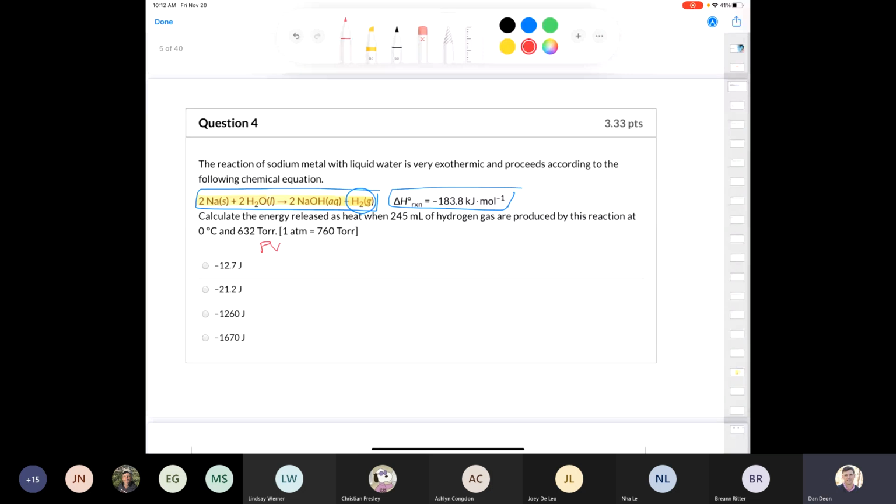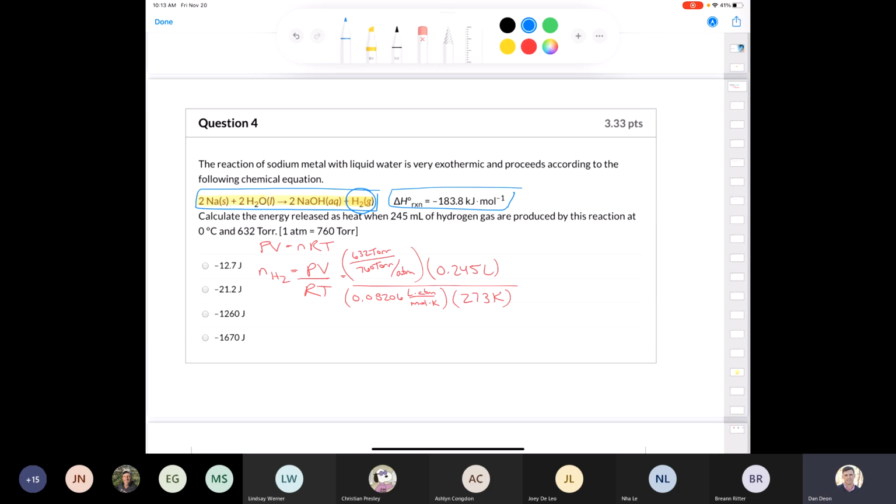We're going to have to use the ideal gas law. PV is equal to nRT, and we're going to solve for the number of moles of hydrogen. How can we do that? Well, we're given the pressure, 632 torr. We'll divide that by the conversion factor, 760 torr in an atmosphere, multiplied by the volume, 245 milliliters. There are 1,000 milliliters in 1 liter, so we'll divide that by 1,000, 0.245 liters. We'll divide by the gas constant, 0.08206 liter atmosphere per mole Kelvin. And then our temperature, 0 degrees Celsius in Kelvin, pretty easy calculation, 273 Kelvin.